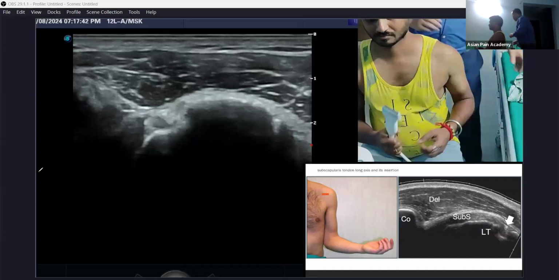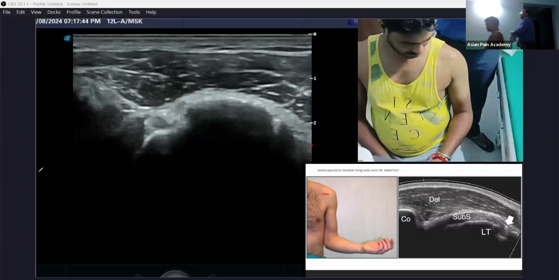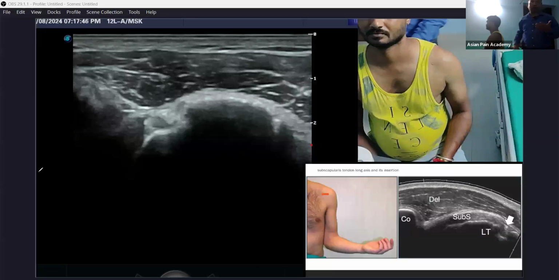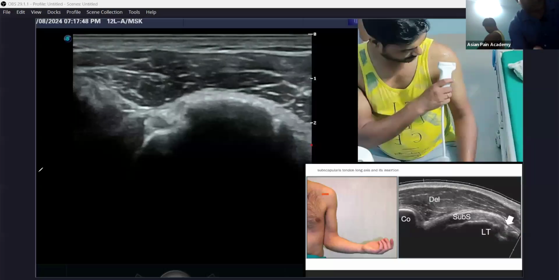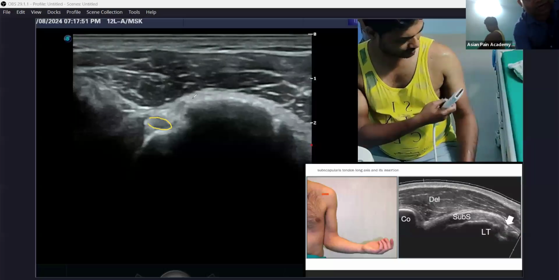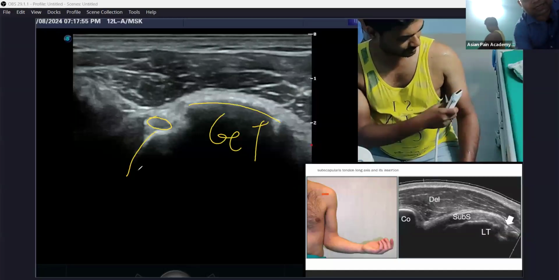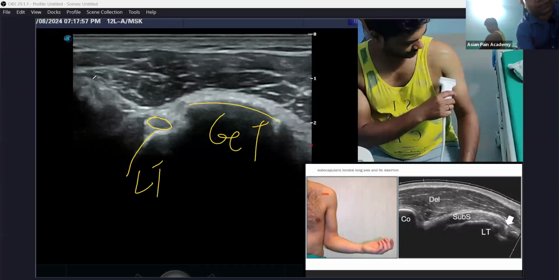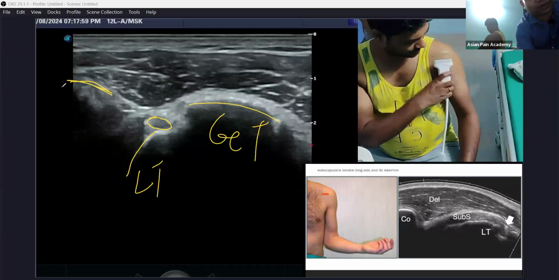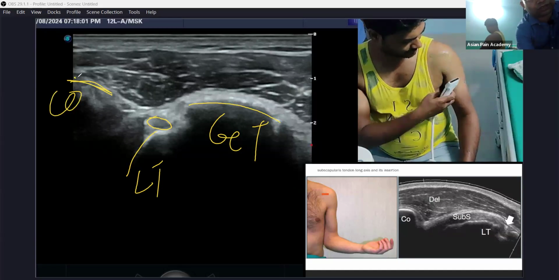Okay, so this is the complete internal rotation. By the complete internal rotation, what we can see is the biceps tendon is here. This is the greater tuberosity and this is the lesser tuberosity, but we cannot see much, and this side is nothing but the coracoid process. So this is the bony area of the coracoid process.